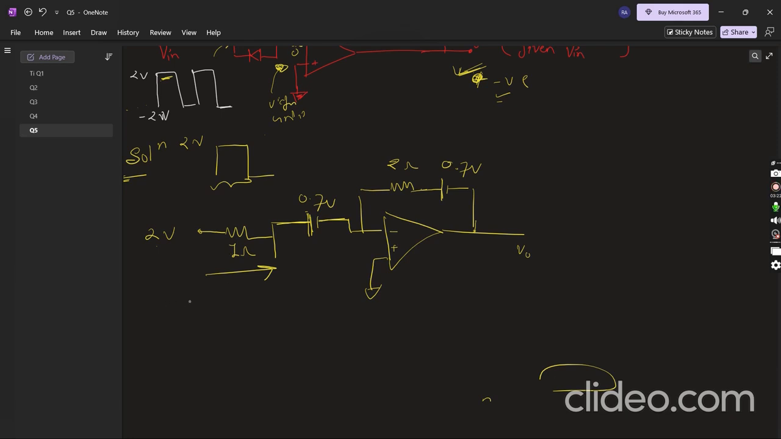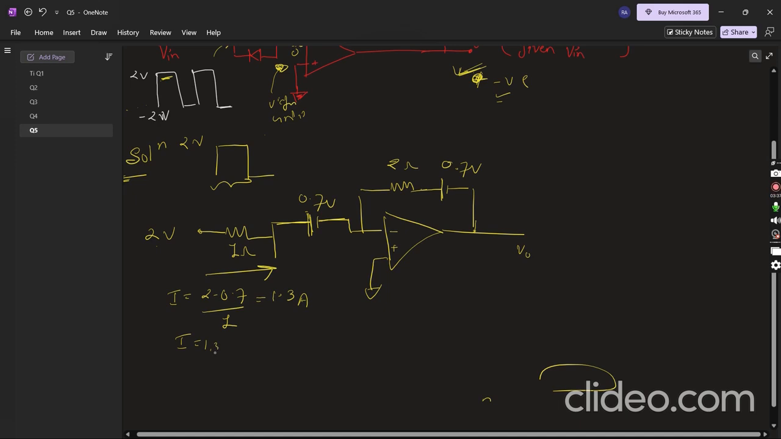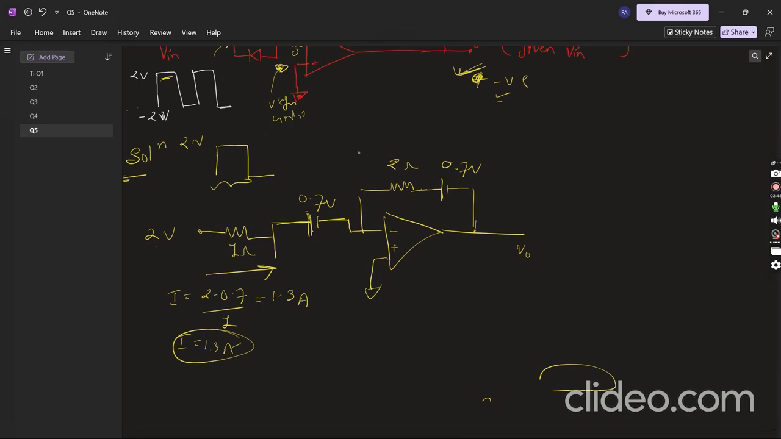We can find out the current: current is (2 minus 0.7) by 1, which equals 1.3 ampere, right? So current is 1.3 ampere. 1.3 ampere current is found in this branch. So 1.3 ampere is also found in this branch.